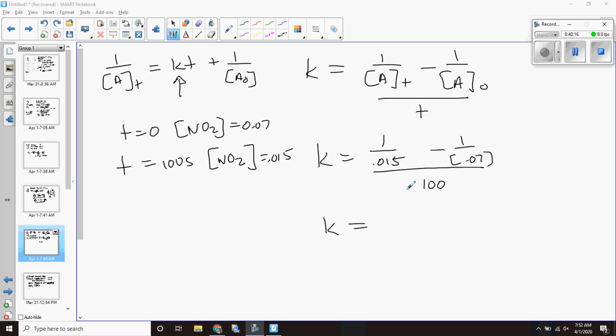So when I do this, I get 1 over 0.015 is 66.67, minus 1 over 0.07 is 14.28, and that whole thing divided by 100 gets me a rate constant of 0.52, which looks to be the answer.